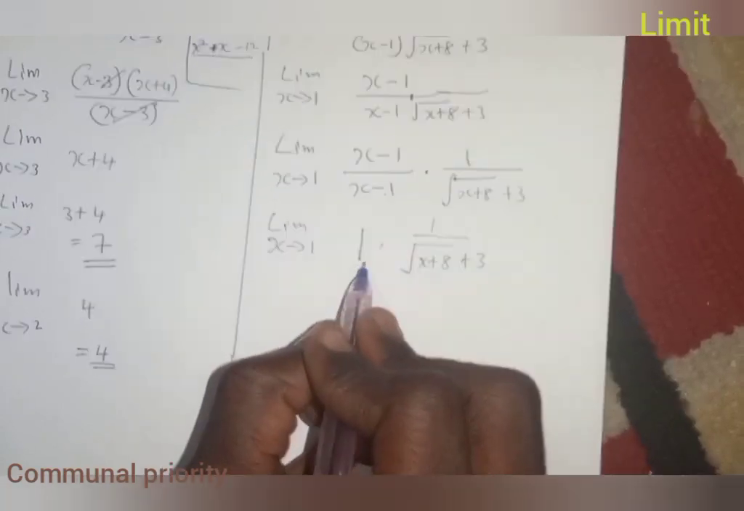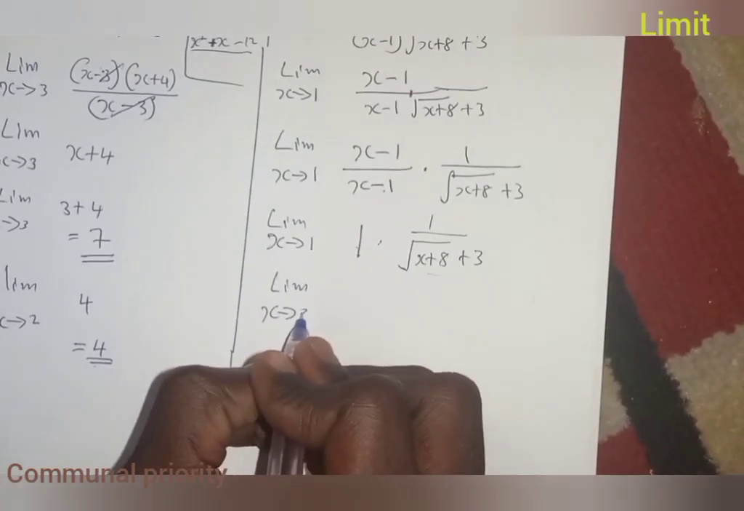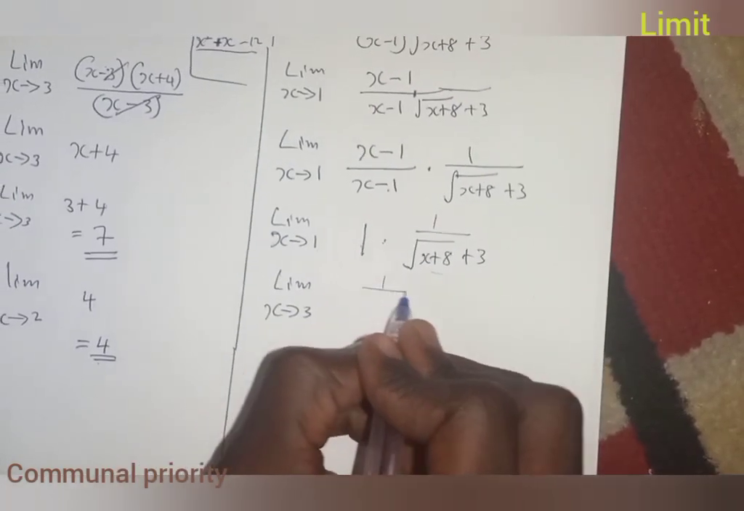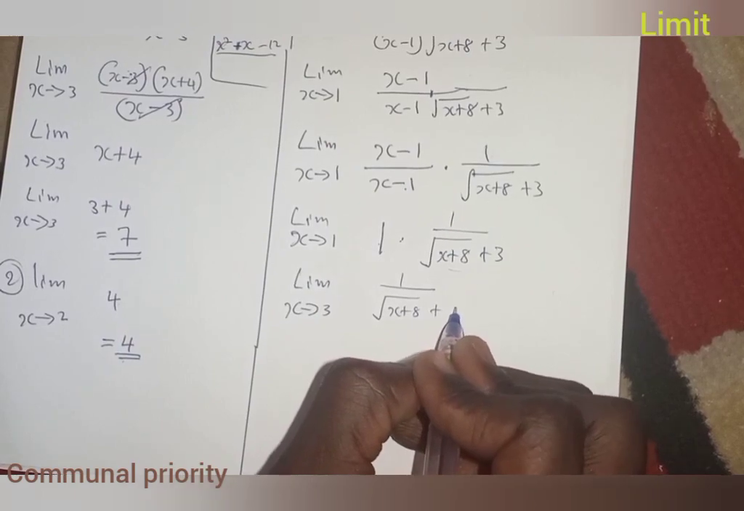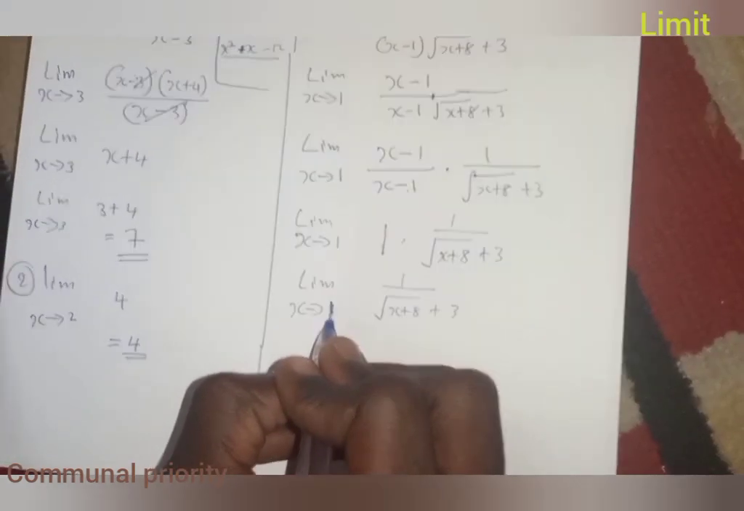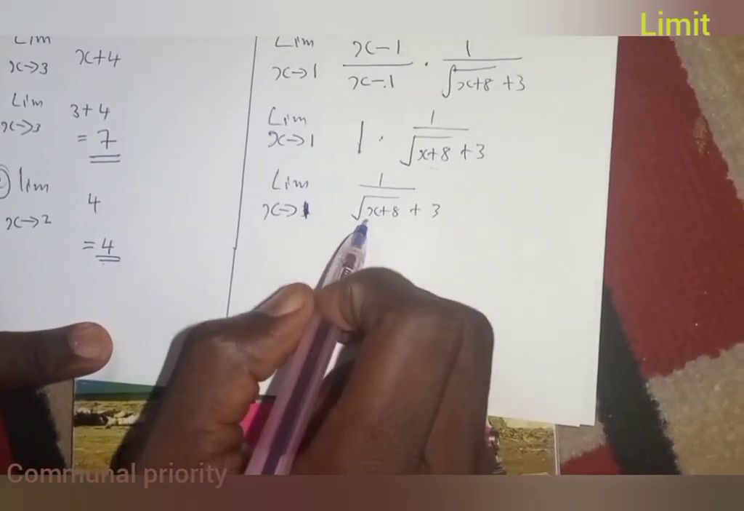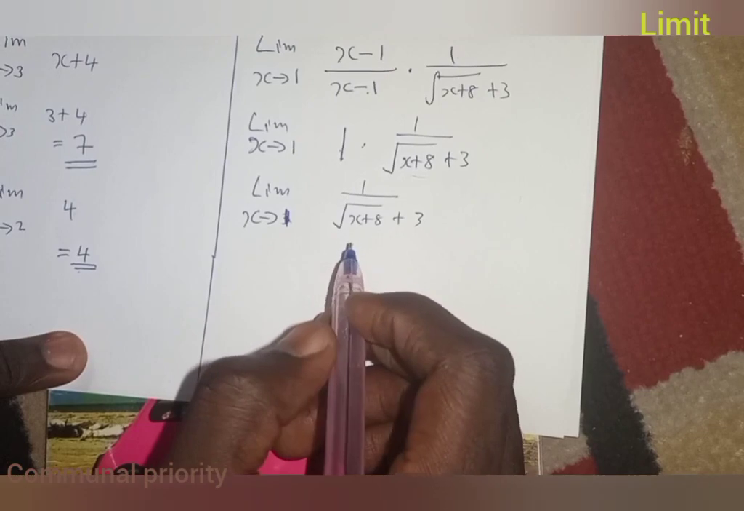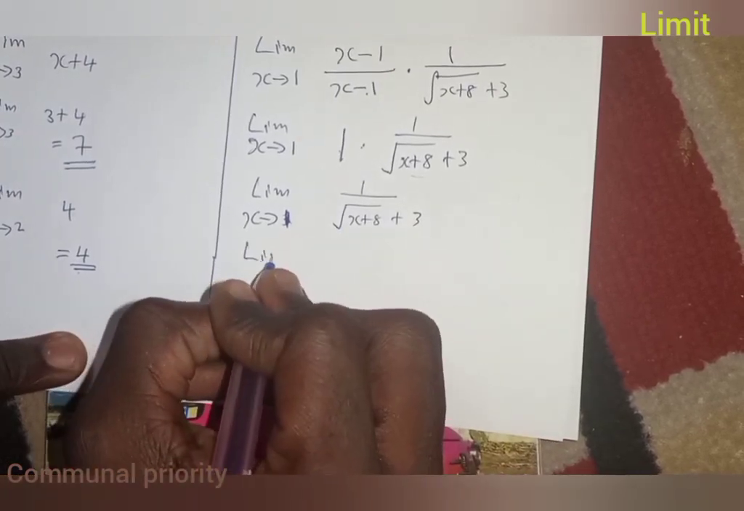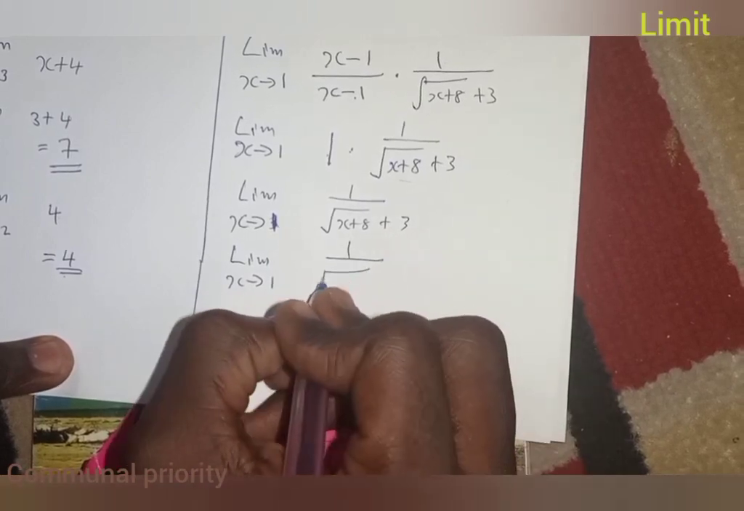So therefore, we can forget about this one. The limit as x approaches 1 now will be what? 1 all over the square root of x plus 8, plus 3. Sorry, 1, not 3. So now you can substitute the value of x directly, because if we substitute, we can get a possible value. So now the limit as x approaches 1 of 1 all over the square root of x plus 8 plus 3.